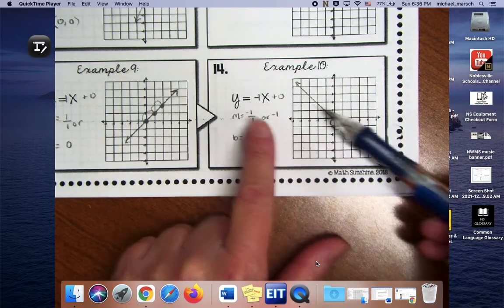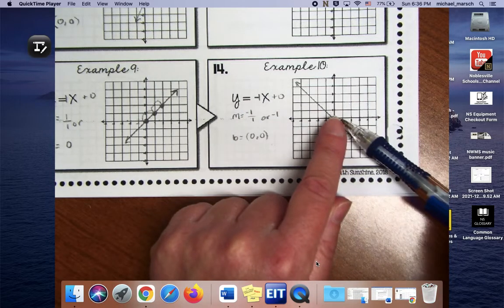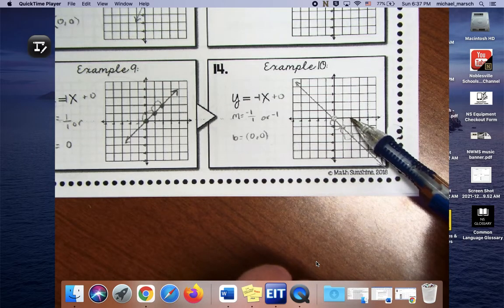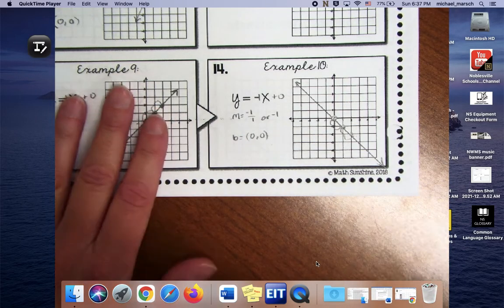And this makes sense too, because this is like saying y equals negative 1 times x. Well, if x is 1, 1 times negative 1 is negative 1. If x is 2, 2 times negative 1 is negative 2. So that's how that works. That's our x and y's in our ordered pairs.